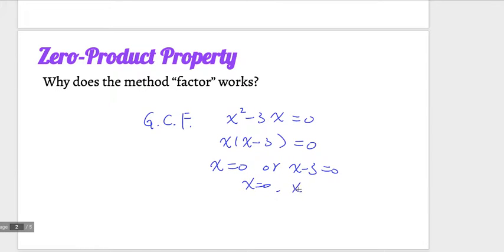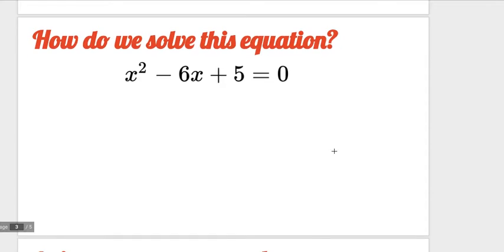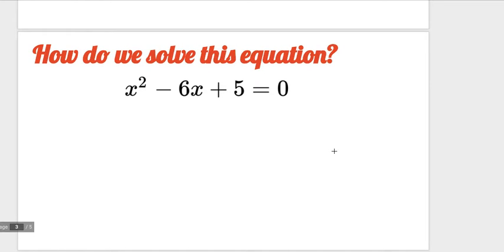Sometimes in the future, when we solve polynomials, we are definitely going to have multiple solutions. So today we are going to look at a different example. We're still going to focus on the method factor, but this time we are going to look at a little bit different example. So very first, let's check this example here.